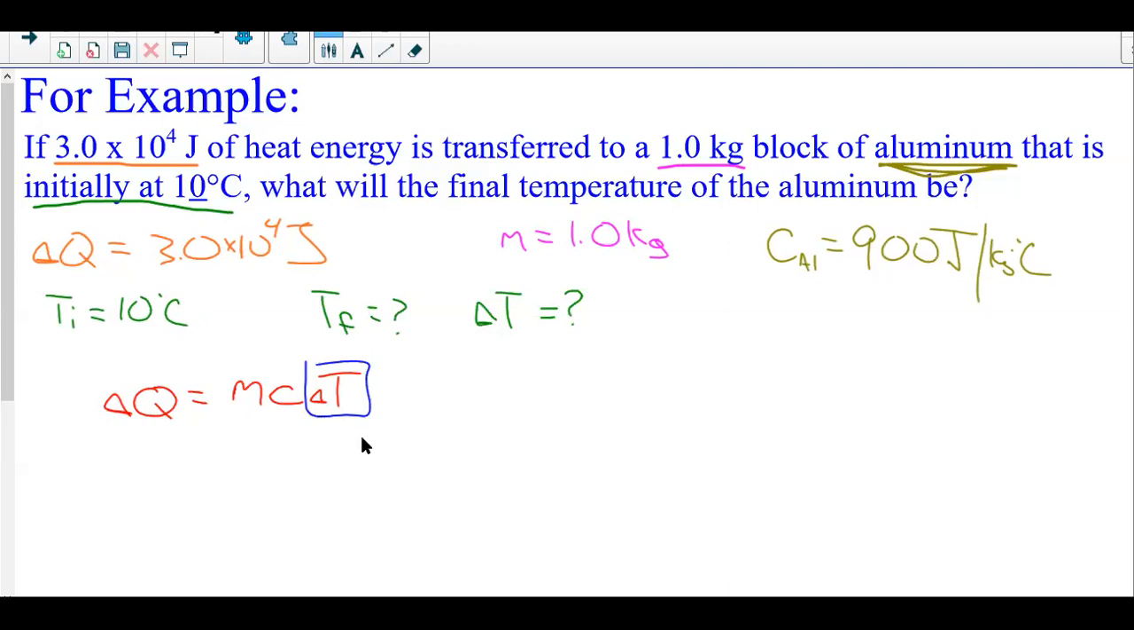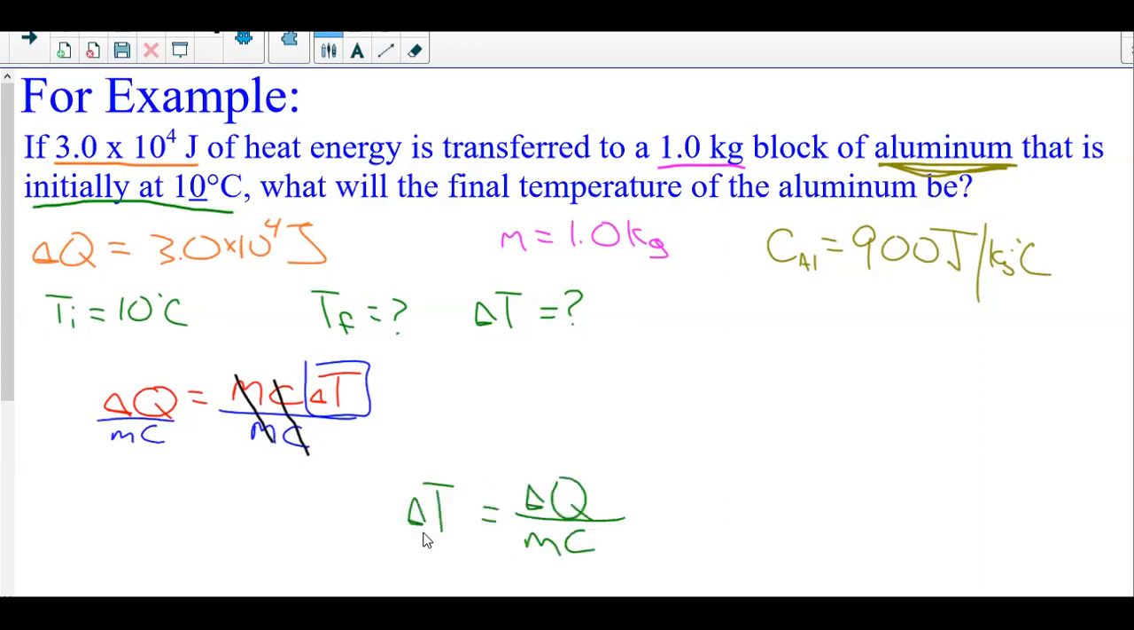So since we don't know delta T, I typically will put a box around it, and I will try to isolate the term that I'm looking for. Since the delta T is in the numerator, I'm going to divide out the two other variables that it's touching, so the mass and the specific heat capacity. And if I divide it out on the right-hand side, I have to divide it on the left-hand side, canceling off those terms to get delta T all by itself.